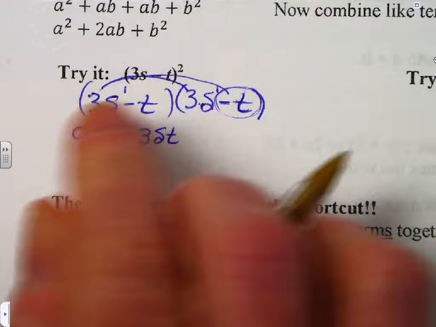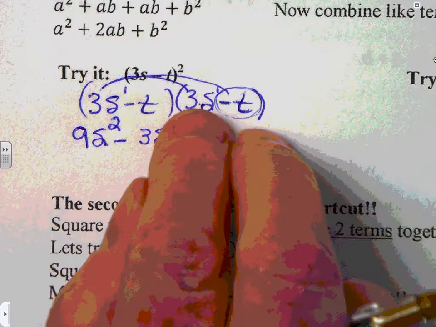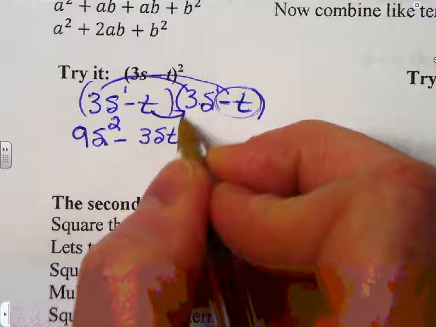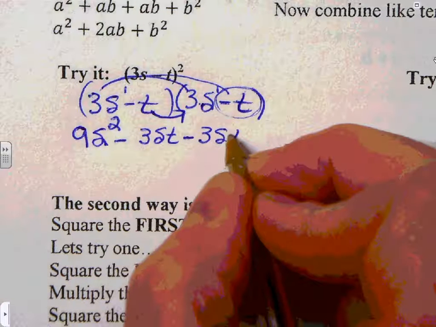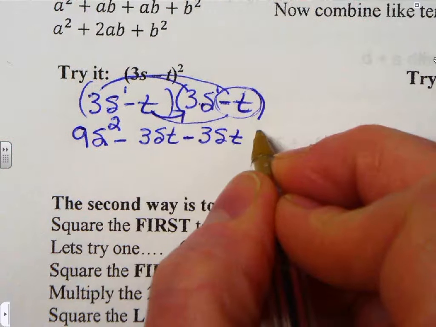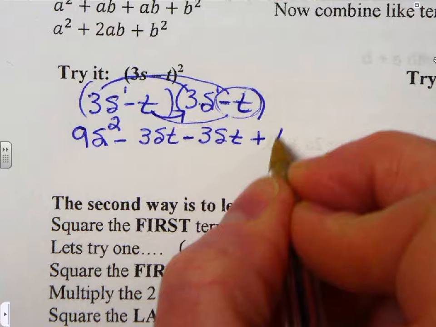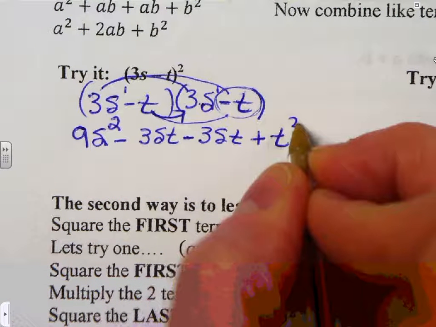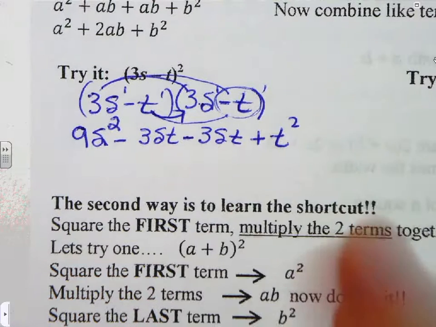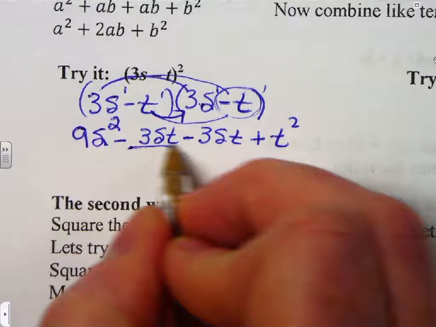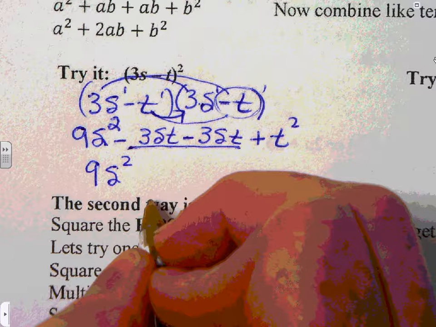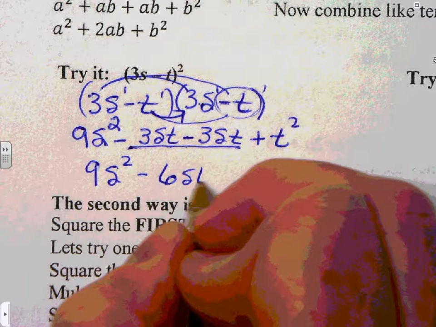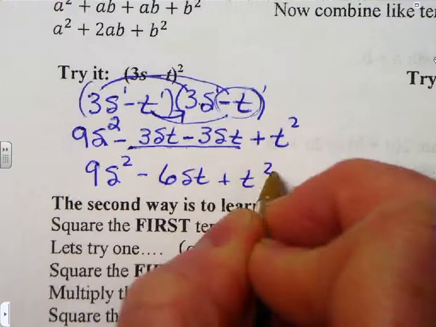So that was the first term times both of those. Now I'm looking at the second term times both of them. So a negative t times a 3s is a negative 3st. And a negative times a negative makes a positive t to the second power, because I'm adding the exponents again. Combining like terms, 9s squared minus 6st plus t squared.